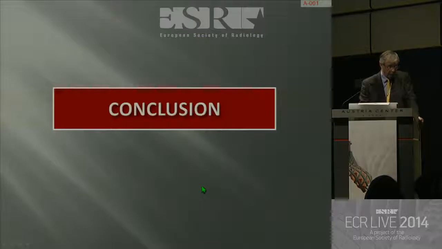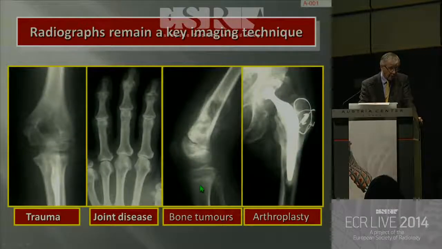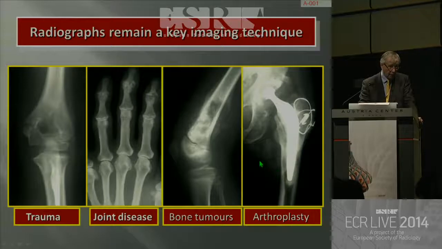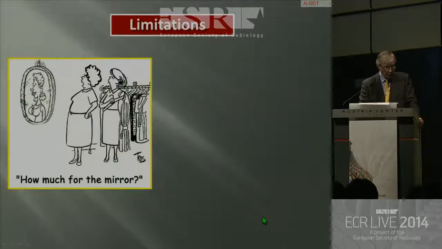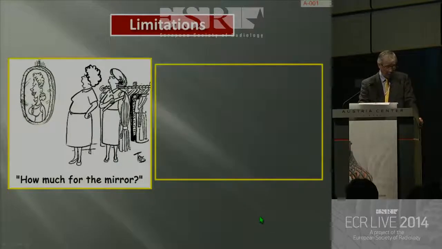So, in conclusion, what I've tried to do is show you that radiographs remain a key imaging technique in all sorts of ways, with trauma, joint disease, bone tumors, osteoarthritis, and obviously looking at arthroplasties and follow-up of patients with joint replacements. There are limitations, and one of the key messages is don't try and read too much into the plain film, and don't make up stories from the plain film. Use them. You may be able to make the diagnosis straight away, but use them as a guide to other examinations. So be truthful to yourself and the film.